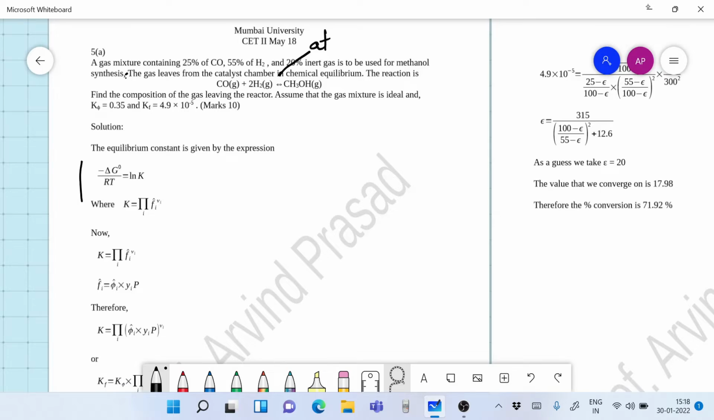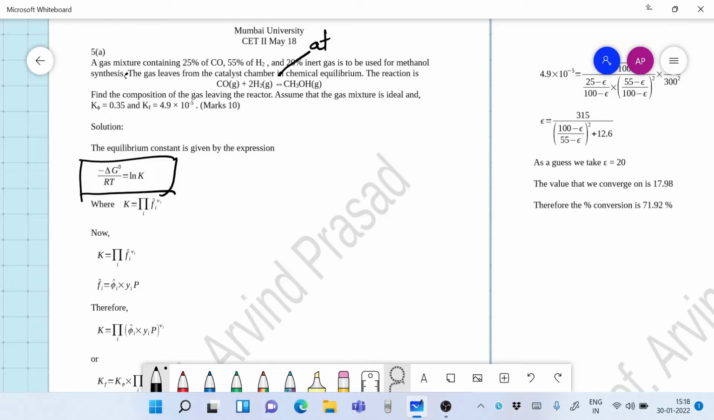If you remember this equation, you have almost solved the problem. It says that the equilibrium constant is given by minus delta G 0 by RT is equal to ln K. Now, what is delta G 0? Delta G 0 is the Gibbs free energy change of the reaction at the temperature of the reaction.